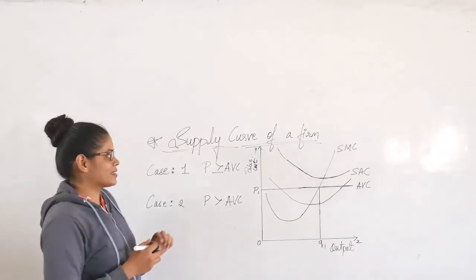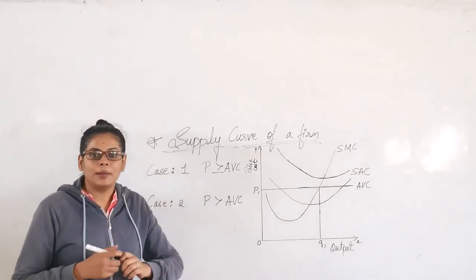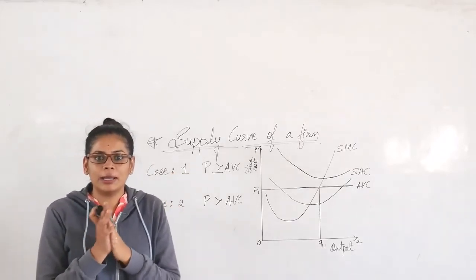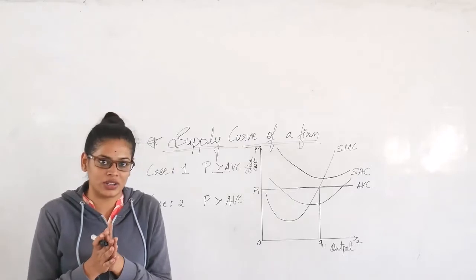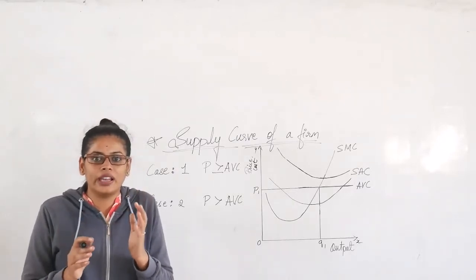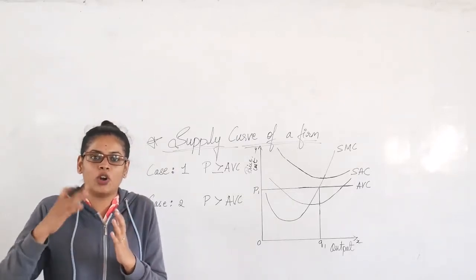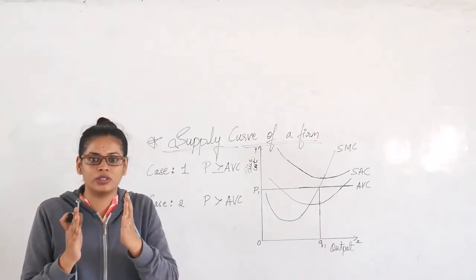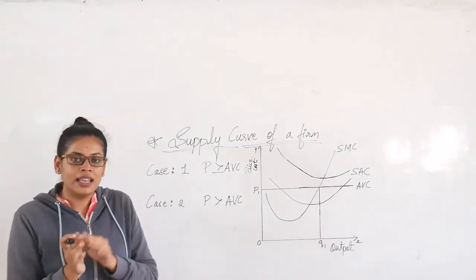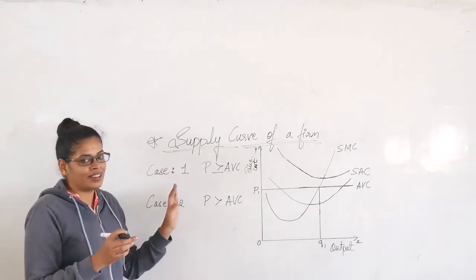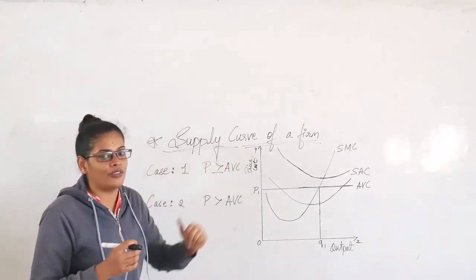Today we will be discussing the supply curve of a firm. In a previous class we were discussing profit maximization, right? That was where we understood at what level of output the firm is going to make its profit maximum. Now in this class we will be understanding the supply curve of a firm.